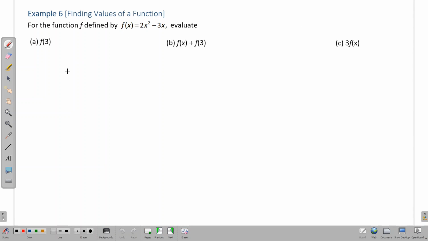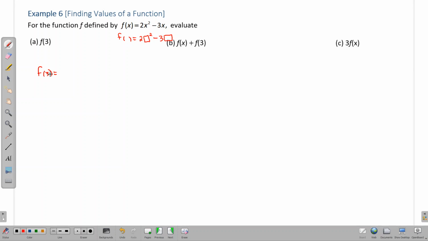Okay, so let's try a few examples of this. So we're using this definition of a function, f of x equals 2x squared minus 3x. First one, we're supposed to do f of 3, so we are literally just plugging 3 into that function. So when I see this function, the way I think of it is I think of the x's as being input boxes, just like the input boxes that you have on MyMathLab where you have to type in your answers. So this is how I see the function.